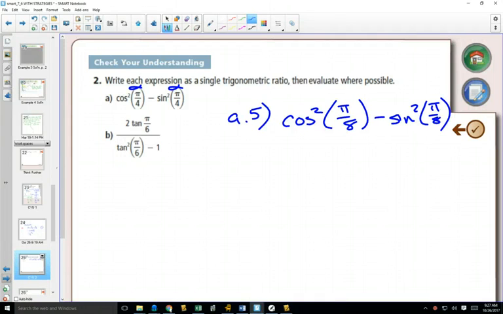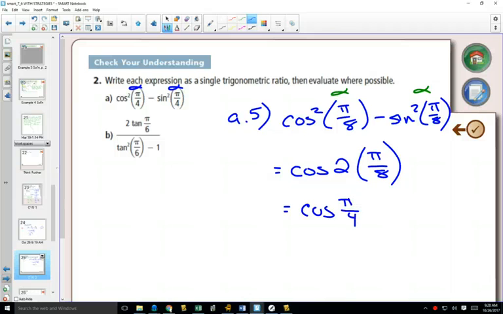Okay? Pi over 8 is not on our pi plate. 22.5 degrees. But if you recognize this is your alpha and alpha this time, you get cos of 2 times pi over 8, which becomes cos of pi over 4, which is root 2 over 2. So that one you could only evaluate if you used your double angle identity. Whereas part A, you could figure it out both ways.